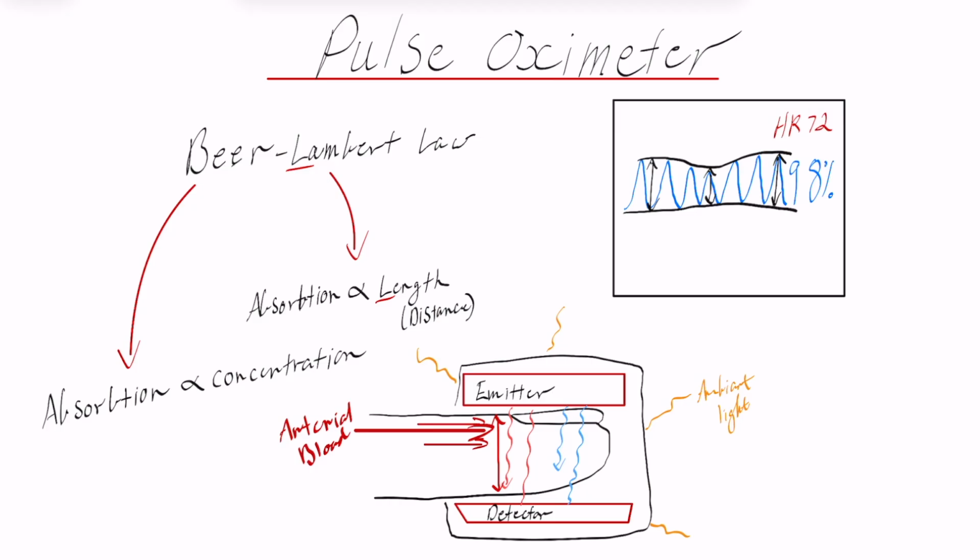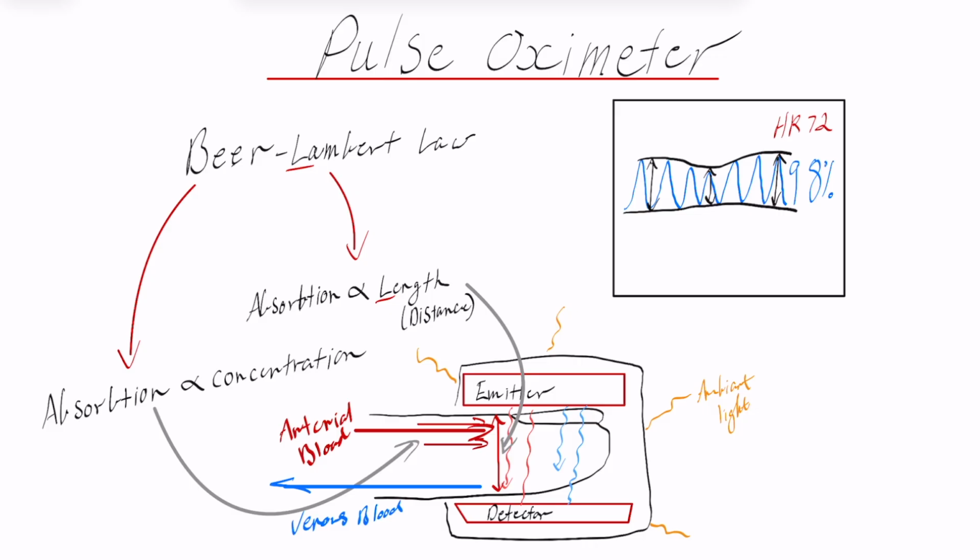And this creates a tiny change in absorption that corresponds to the arterial pulse and applies both Beer's law for the concentration and Lambert's law for the distance the light has to travel through. The venous blood remains mostly constant, so only the arterial blood contributes to the pulsating component, which is the information we care about, hence why it's called the pulse oximeter.